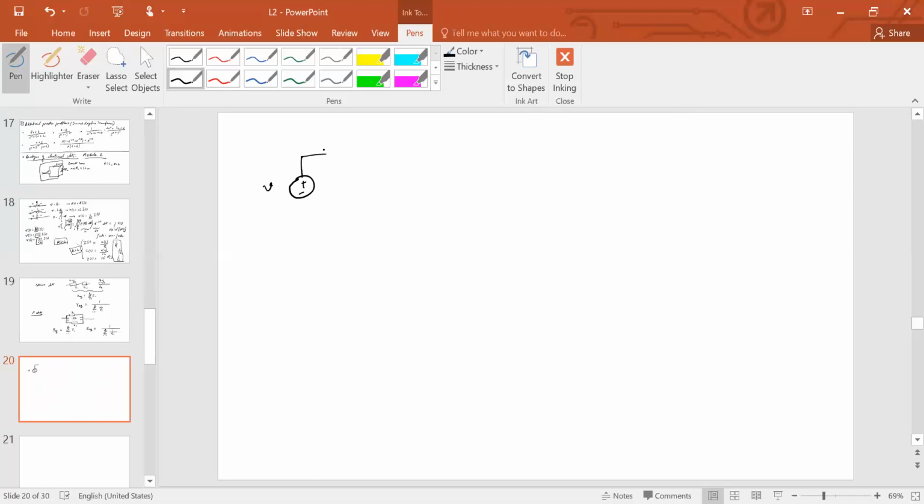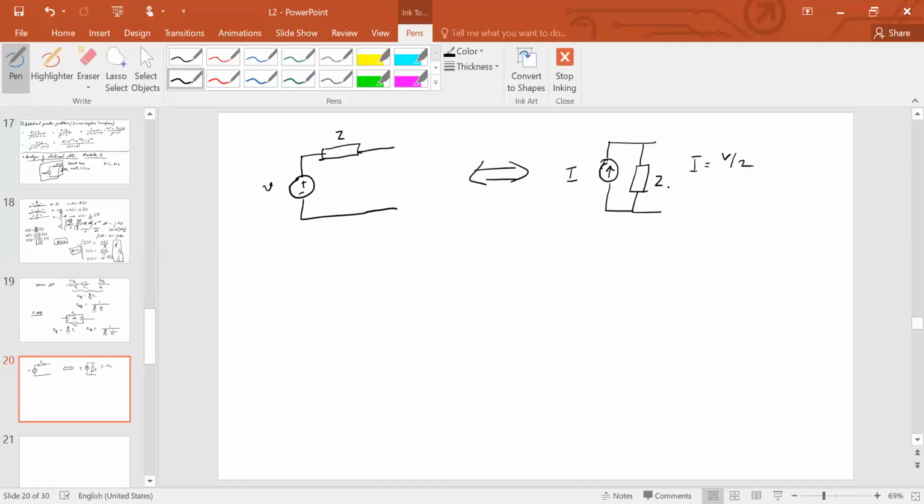So suppose you have an impedance like this, Z. Then by source transformation, it's equivalent. You can write this as a current source, such that the flow of current is in this direction, and you have this Z here, where I is given by V by Z.